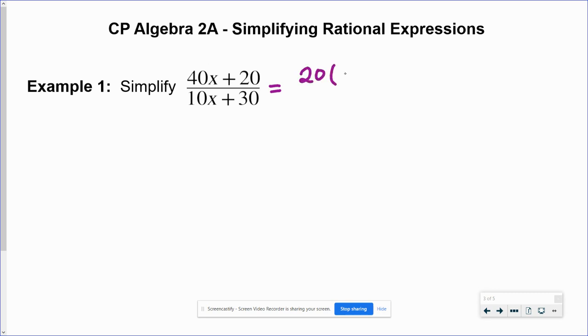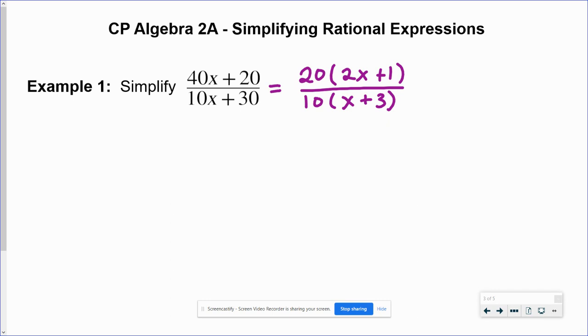40x divided by 20 is 2x. And then 20 divided by 20 is 1. If we look at the denominator, the greatest common factor for those terms is 10, so we're going to factor out a 10. 10x divided by 10 is just x, and then 30 divided by 10 is 3.